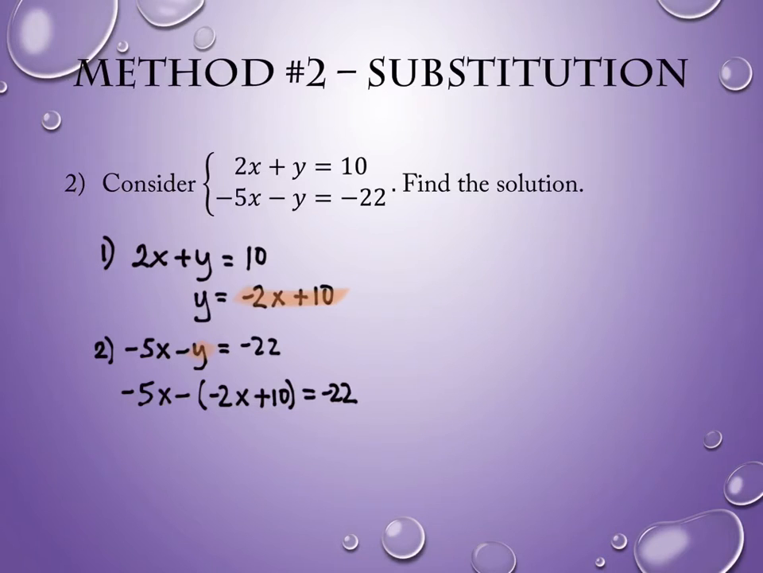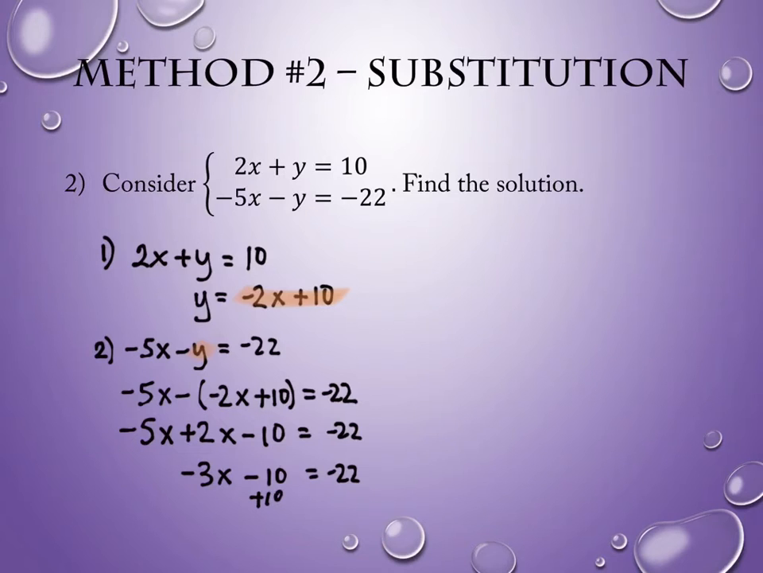Okay? So we distribute if we need to, we clean things up, we combine like terms. Eventually at the very end it's going to say x equals a number. So if I do that, I would have negative 5x. I'll distribute the negative. So this is plus 2x minus 10 equals negative 22. What can I combine? Yeah, the x's. So negative 5x and positive 2x would be negative 3x minus 10 equals negative 22. And then what?